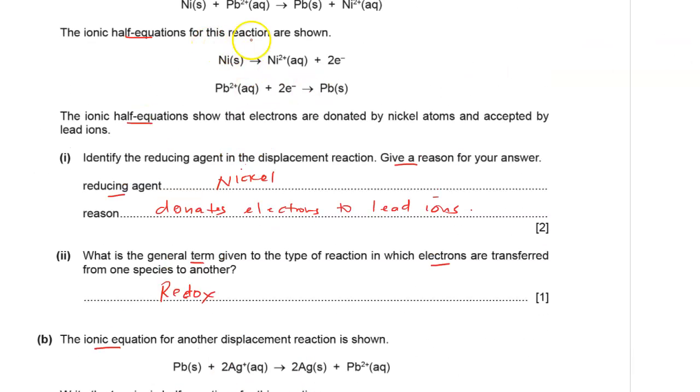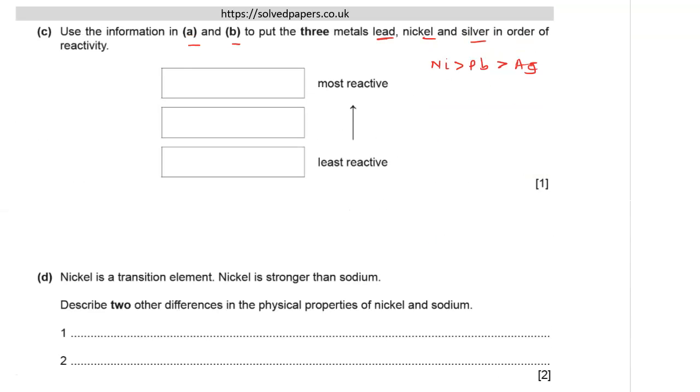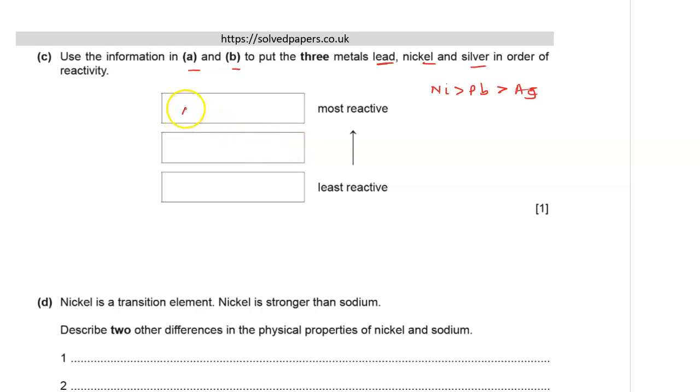Lead displaced silver from solution, so lead is more reactive than silver. And that is what we write here. So nickel is the most reactive, and the least reactive is silver. So lead is right in between here, and then silver is least.